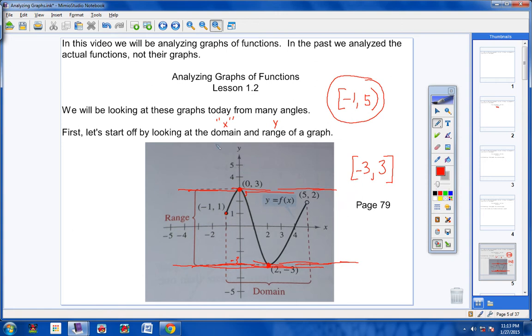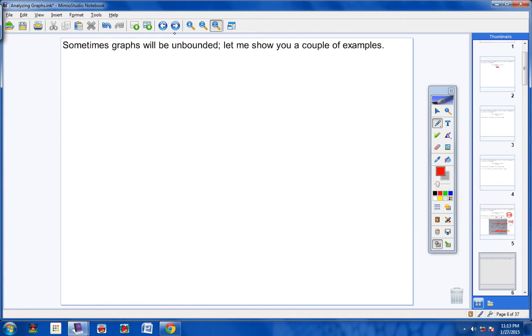Notes, please feel free to do that. Now, sometimes graphs will be unbounded. Let me show you a couple of examples, okay? Please take some really good notes. Copy down a parabola, please. A parabola.